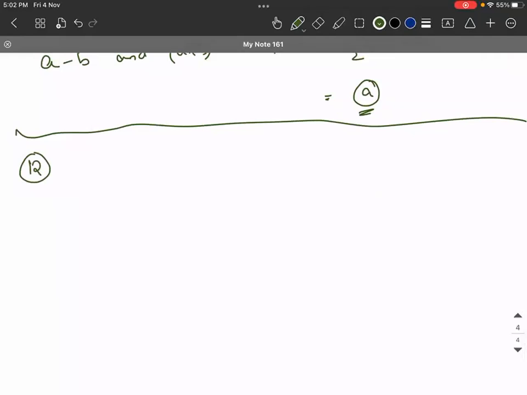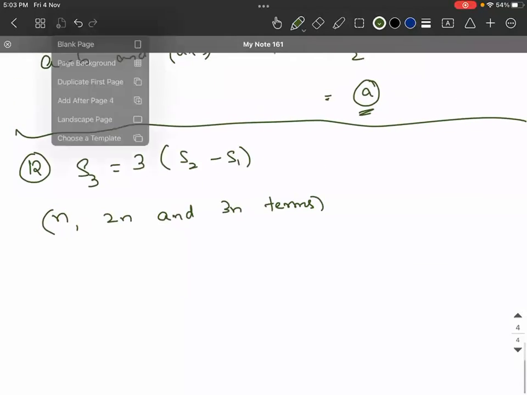12th. S1, S2, and S3 are the sums of n, 2n, and 3n terms respectively of an AP. Prove that S3 is equal to 3 times (S2 minus S1). Sum of n, 2n, and 3n terms.